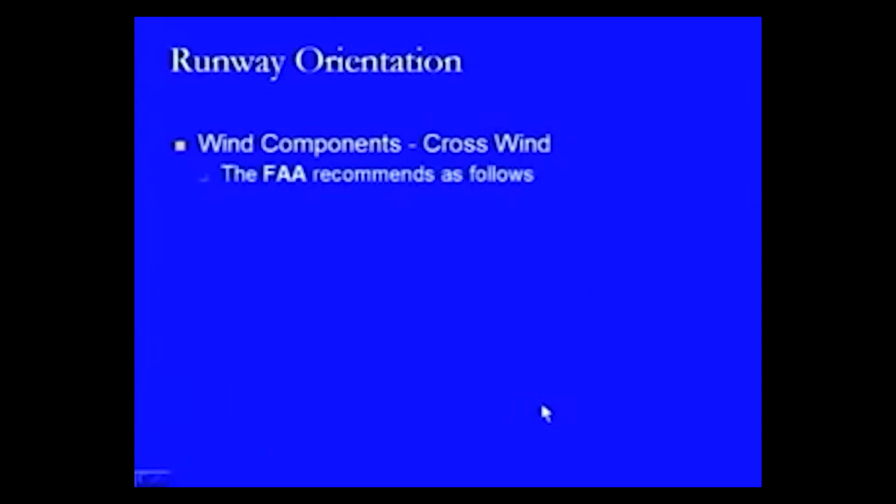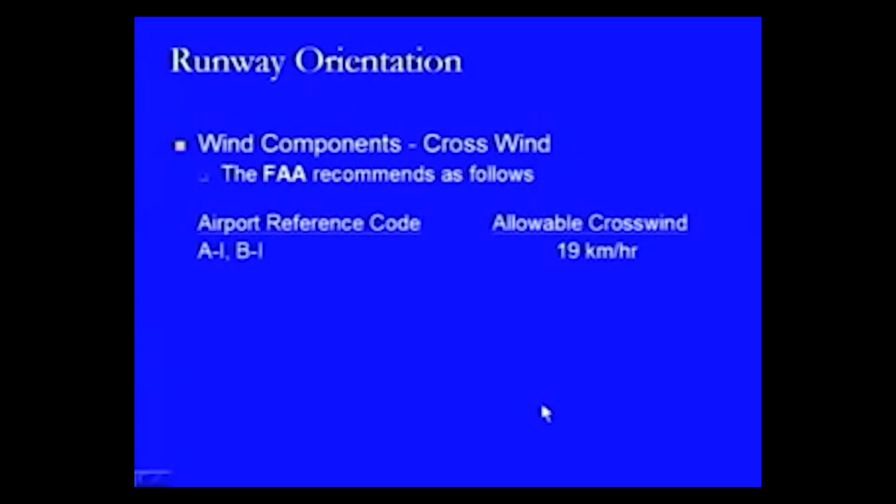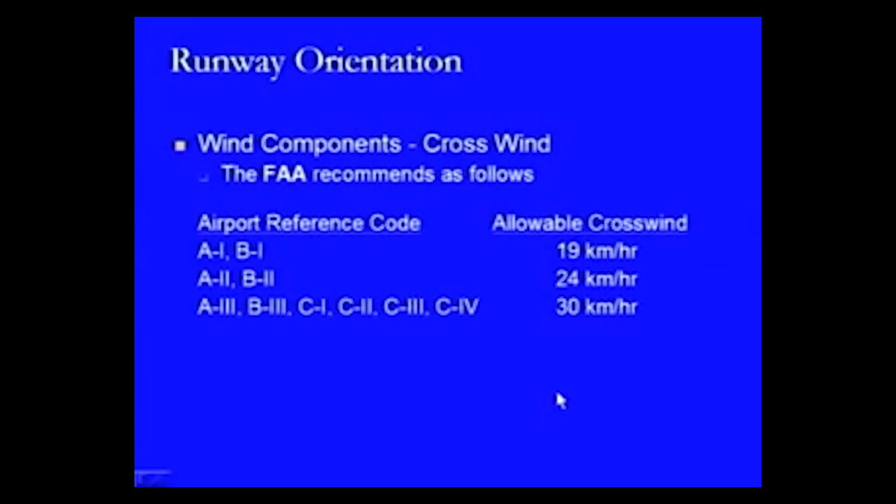Further, if we look at the FAA recommendations, then what it gives is that in the case of airport reference code like A1 and B1, it is 19 kilometers per hour. For A2 and B2, it is 24 kilometers per hour. For category of A3, B3 and C1, C2, C3 and C4, it is 30 kilometers per hour. For a category of A4M and D6, it is 37 kilometers per hour.